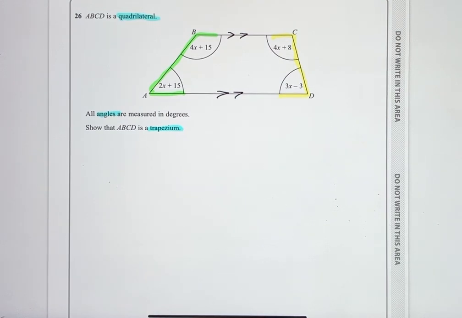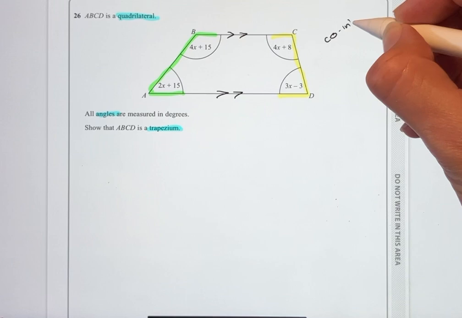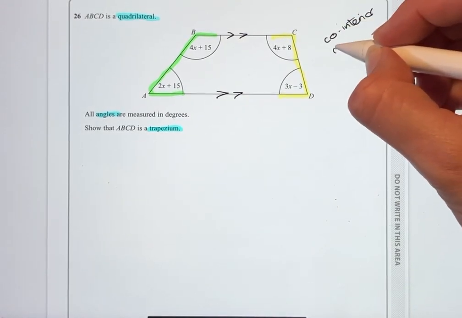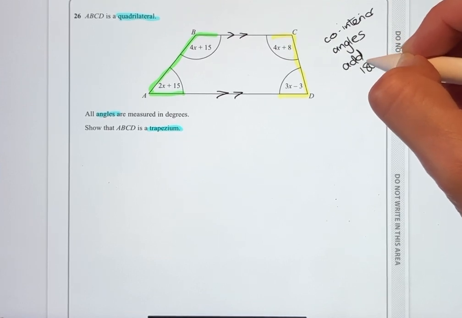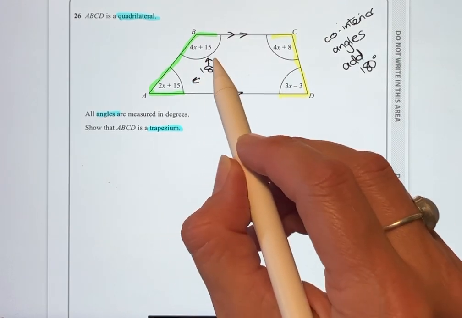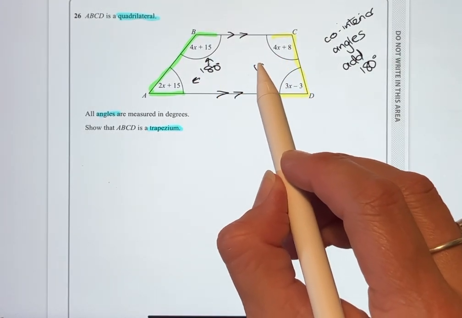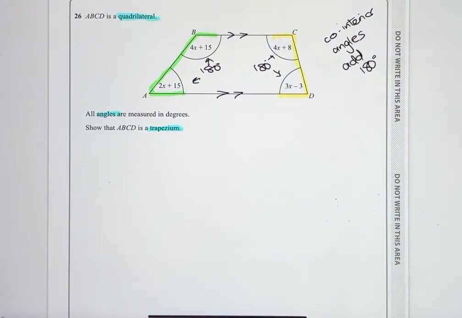And these angles that are contained within the parallel lines are what we call co-interior. And co-interior angles add to 180 degrees. So that means that those two added together are 180 degrees, and those two added together are 180 degrees. So when we start to think about solving this question, we're going to have to write some algebra. So there's algebra skills involved.